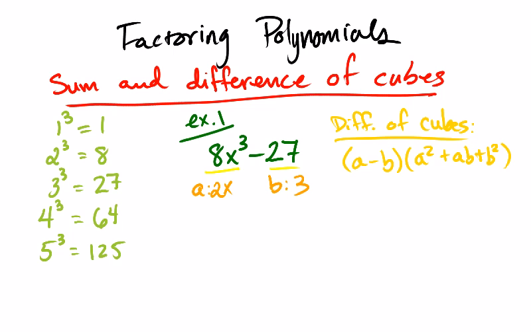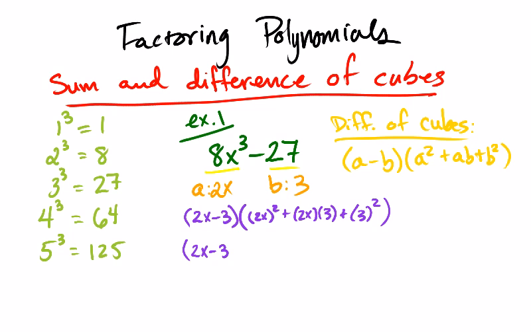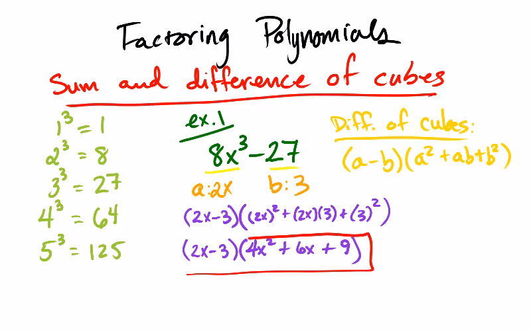And now you just substitute into the formula. So 2x minus 3, parentheses, 2x squared plus 2x times 3 plus 3 squared. And then simplify. So the first parentheses will stay the same, 2x minus 3. And then the next parentheses will have in it 2x squared, which is 2x times 2x. And so that's 4x squared plus 2x times 3, which is 6x plus 9. And the wonderful thing about this is that you actually do not have to go any further. That cannot factor anymore. And so that is your answer.